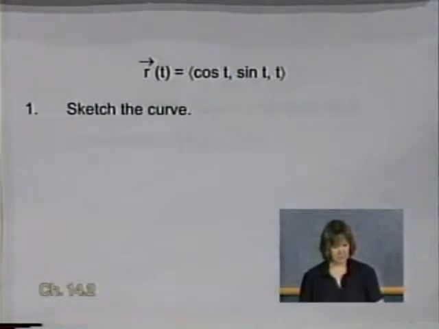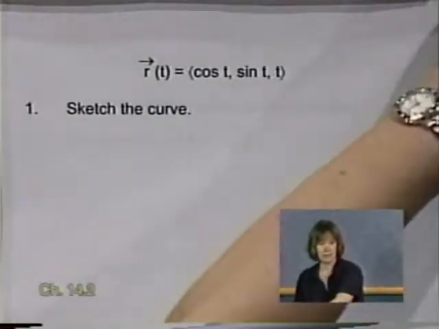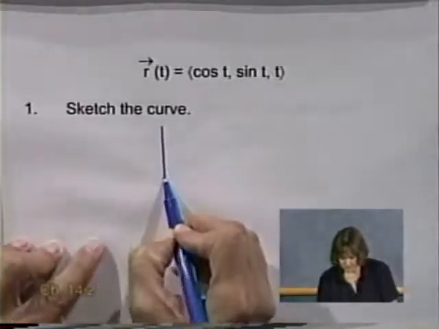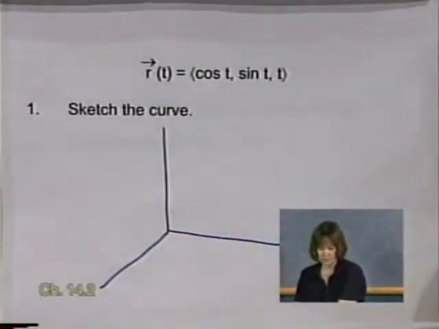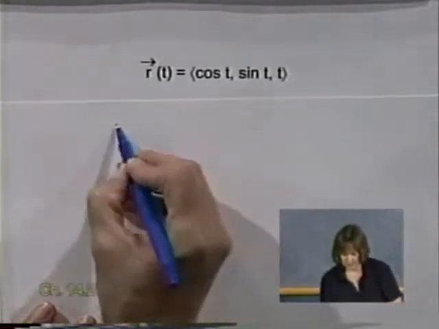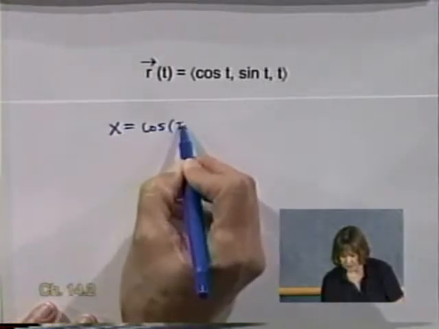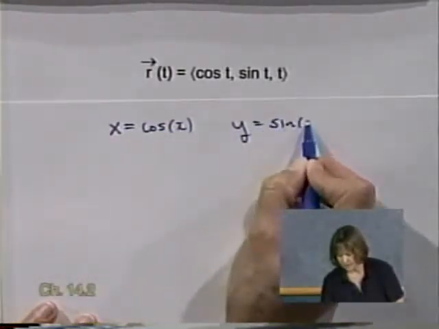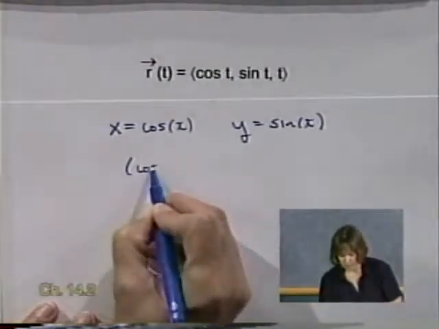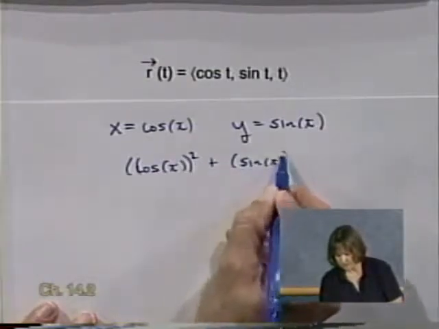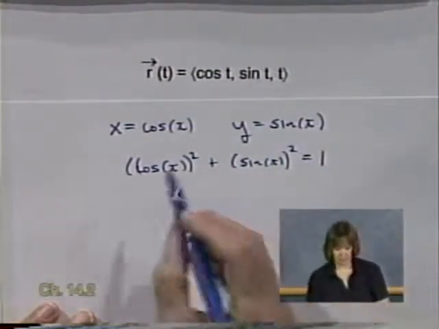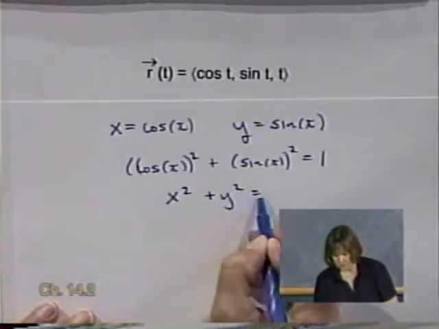Okay, now in this one, this is from your homework from the other night, we say sketch the curve whose components are cosine t, sine t, t. All right, so let's go back and sketch this. I think most of you would notice, first of all, x is cosine t, and y is sine t. So since I know that cosine squared t plus sine squared t is 1, I have x squared plus y squared is 1.